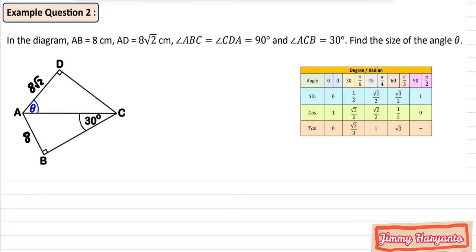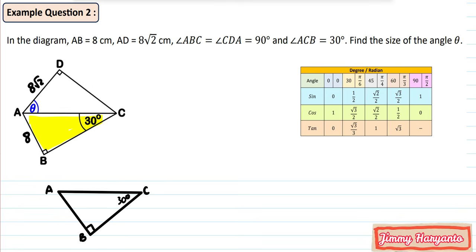So first I think we need to take a look at this triangle. Let's take a look at this triangle first. Maybe I should redraw it. Now this is A, this is B, this is C, this is 30 degrees. Let's label this first. This one is the opposite, this one is the hypotenuse, and this one is the adjacent.